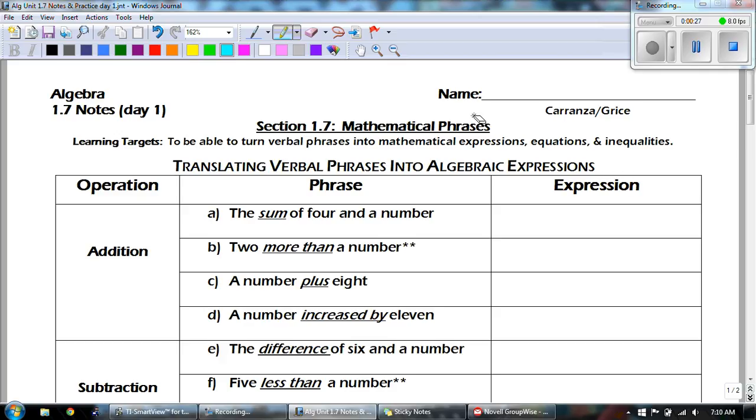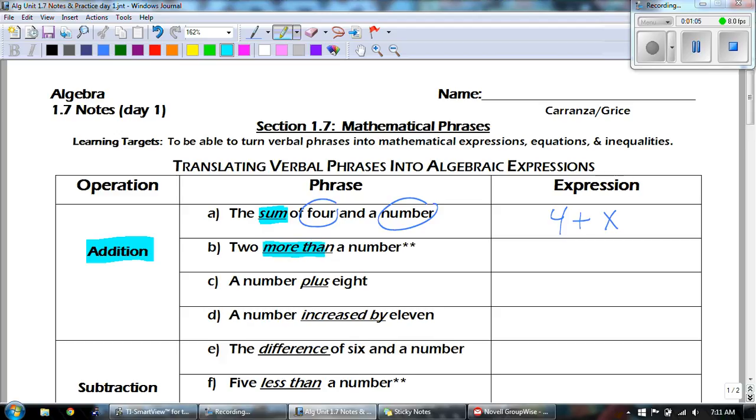So, translating verbal phrases into algebraic expressions. The first set that we're going to be dealing with is all about addition. Let's look: the sum of 4 and a number. Well, sum is telling us that we need to add, and the two things that we need to add are 4 and a number. I don't know what a number is, so that's where we're going to use our variable, x.